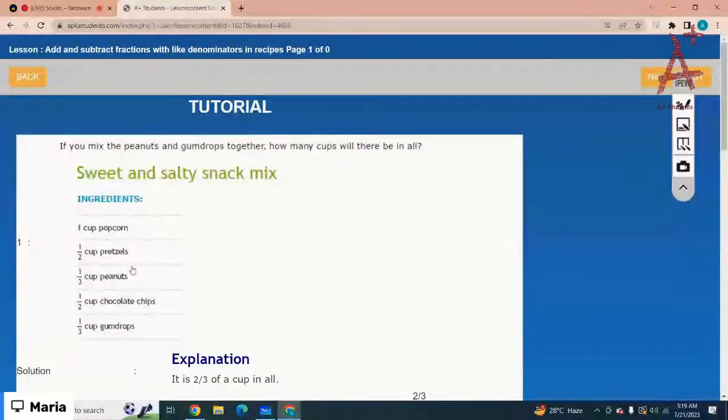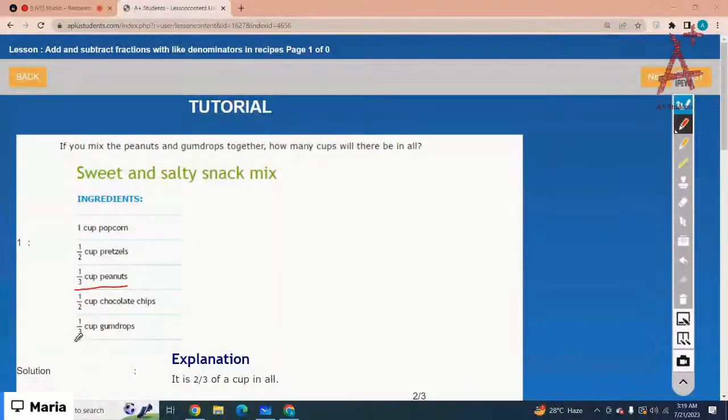Okay, if you mix the peanuts and gumdrops together, how many cups will there be in all? Let's see where the peanuts are. You are given the recipe. Here is the peanuts, 1/3 cup of peanuts, and here is the gumdrops, 1/3 cup of gumdrops.